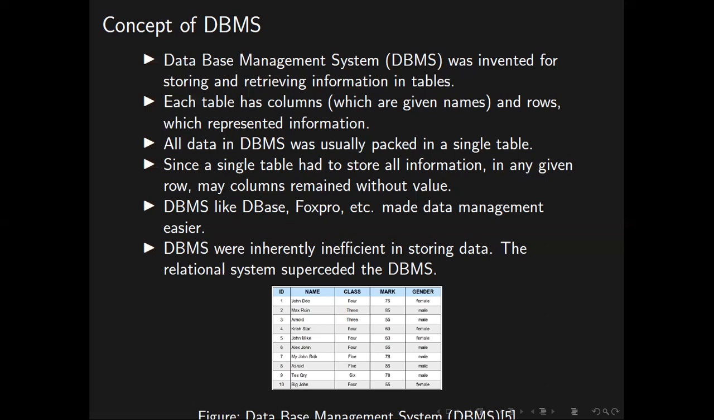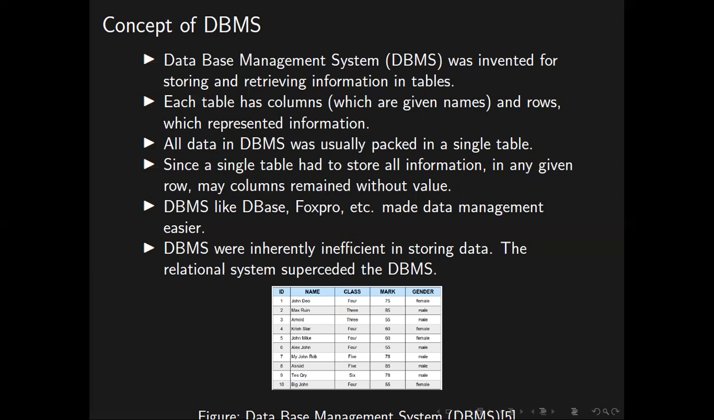Okay, then listen. All data in DBMS was usually packed in a single table. In the earlier times, only a single table was created for representing all the information, whereas it was insufficient. That is the reason why relational database management system RDBMS was created.